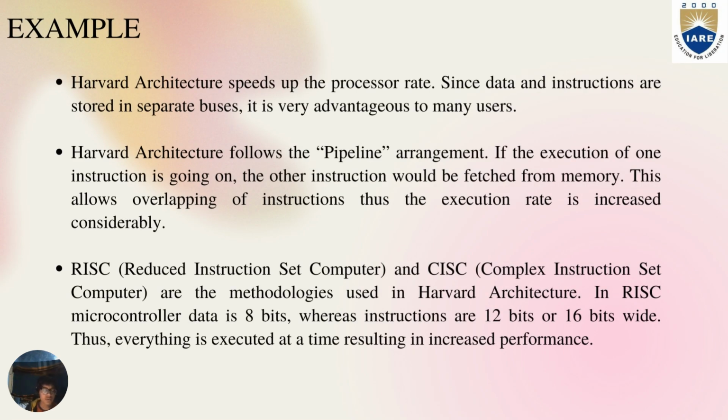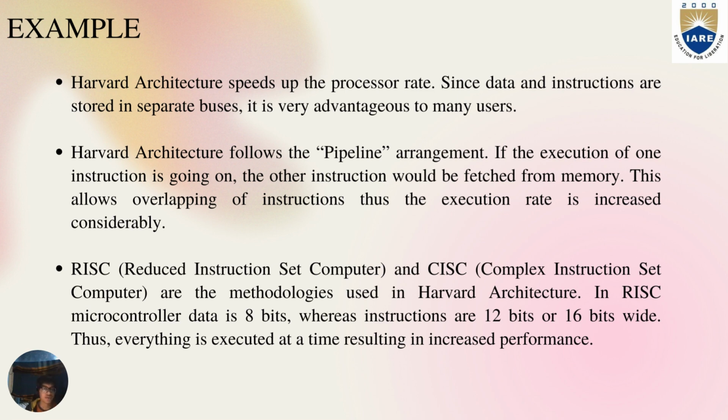Now let's talk about certain fascinating facts of Harvard architecture. The first is that Harvard architecture speeds up the processor rate, because data and instructions are stored on separate buses, which is advantageous for the user. Also, Harvard architecture follows a pipeline arrangement. In this arrangement, execution of one instruction goes on while the next instruction is fetched from memory simultaneously. This allows overlapping of instructions, and the execution rate is increased considerably.